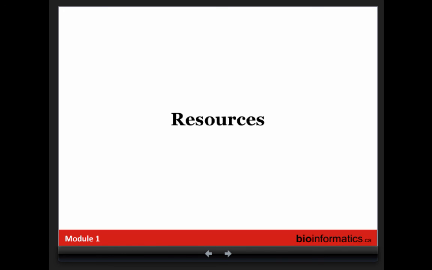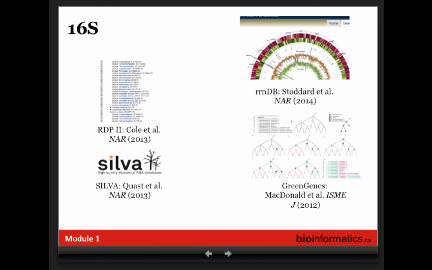Okay, so I'm actually going to just very quickly show you some of the resources for 16S and for other types of analysis. And again, these are things that we will talk about in more depth in each of the sections. So for 16S, there's quite a few public databases available. RDP, the Ribosomal Database Project, has been around for a long time. Silva is a newer database.